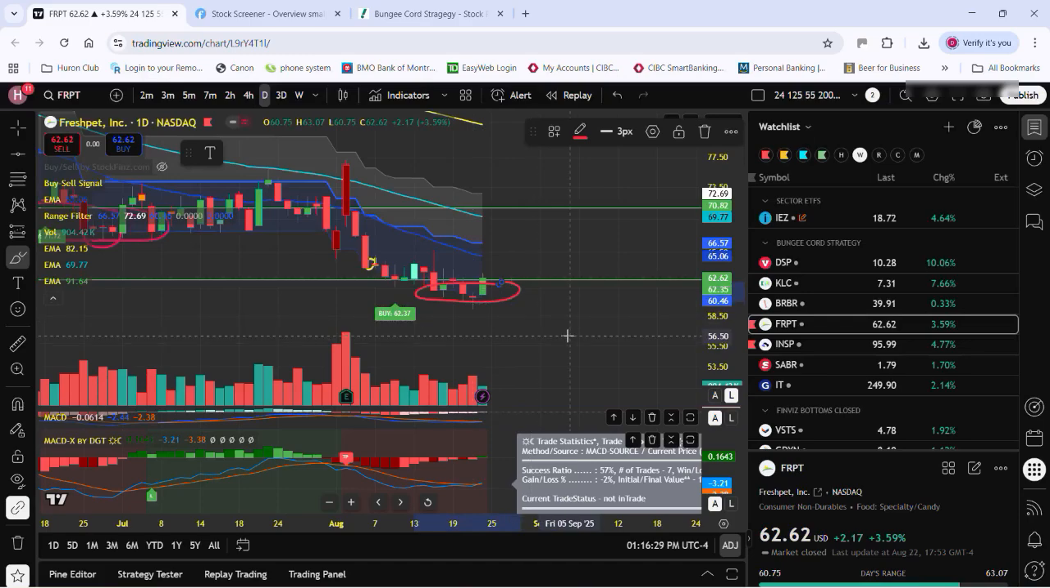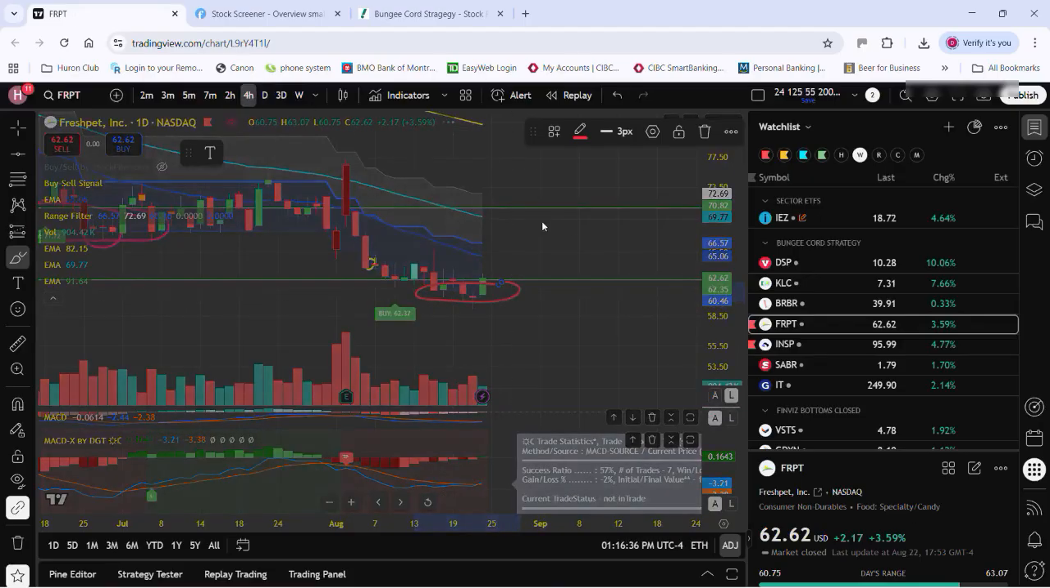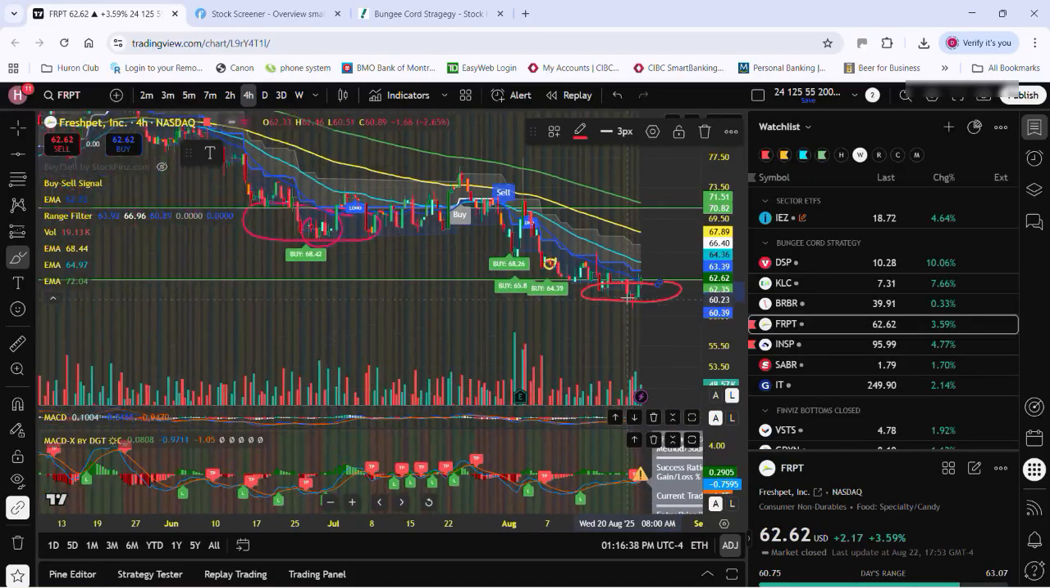There's my circle. I'm going down to the 4-hour. No buy signal. No buy signal. We didn't buy. I happen to look at it and say, you know what? I saw a buy signal back there.